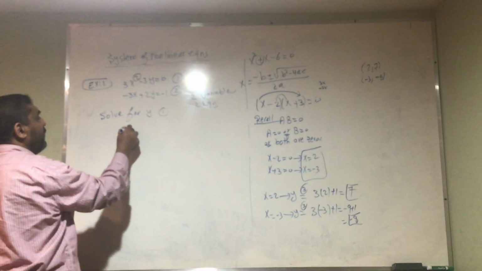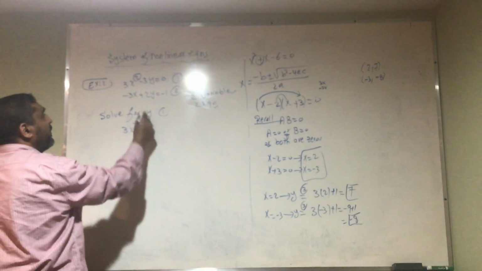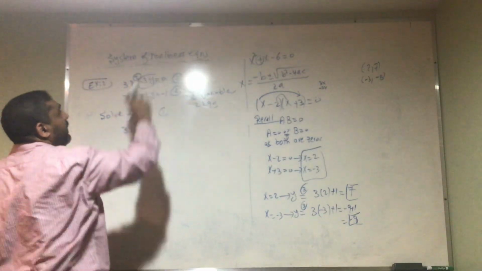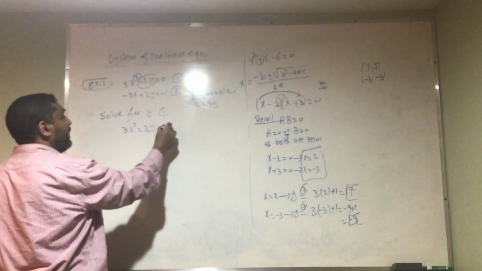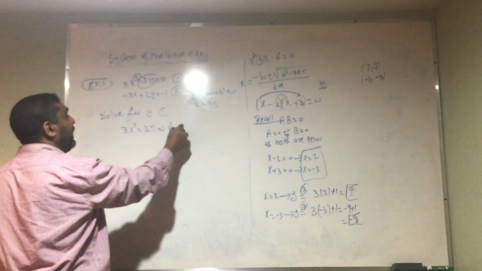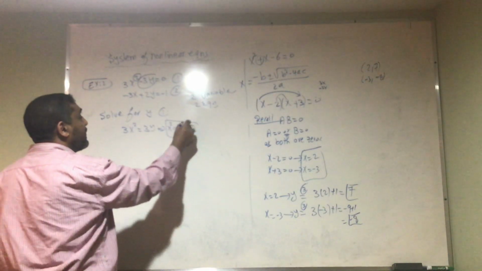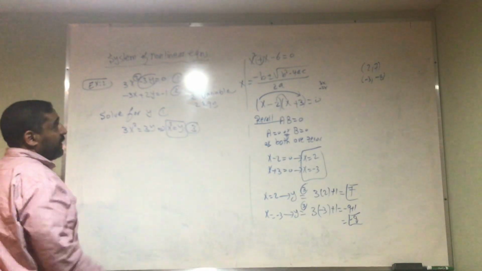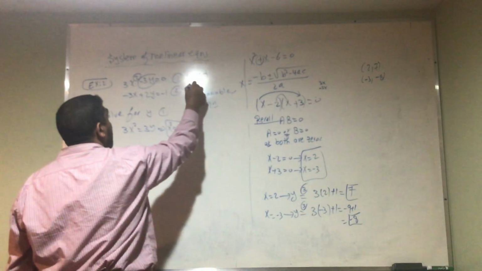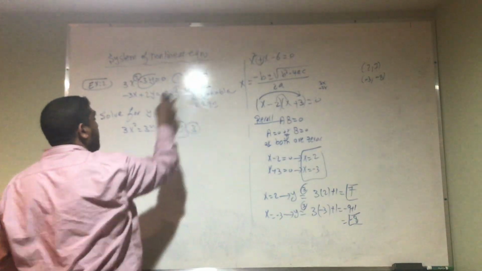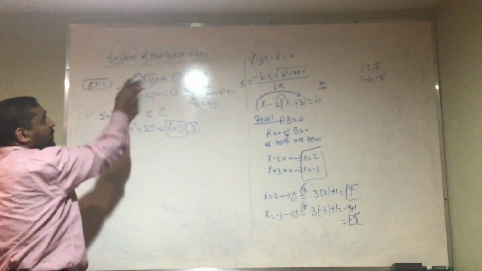So what did you get? You get 3x squared equals 3y. Just divide by 3. So what did you get? You get x squared equals y. I call this equation number 3, guys. Remember, I used equation 1 to solve, and when I solved for y, I solved this one.